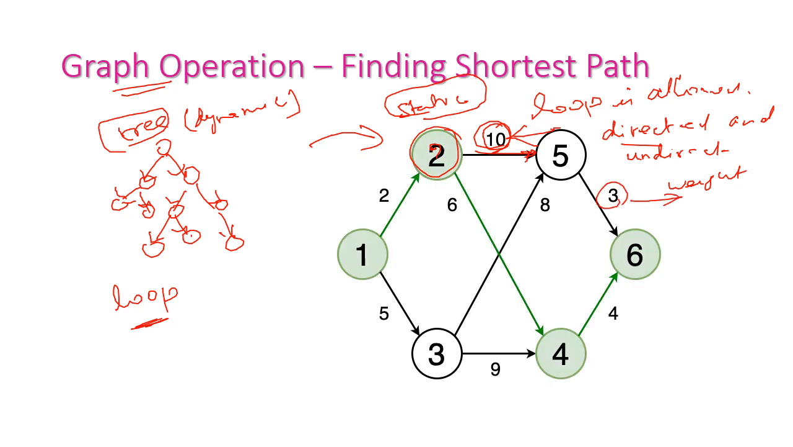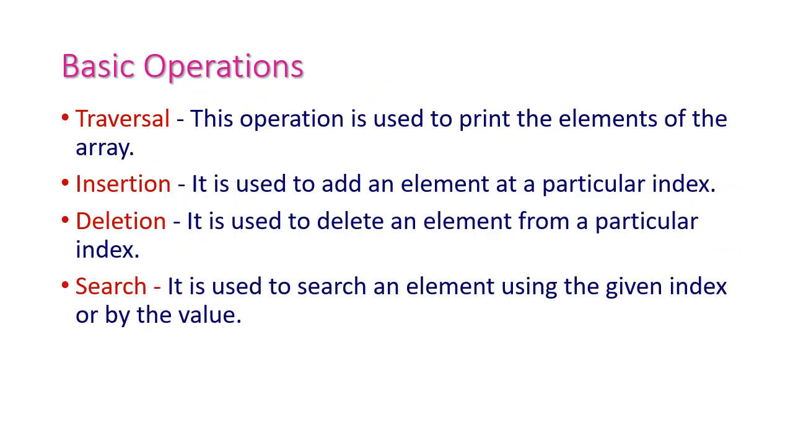This graph operation is used to find the shortest path from the start node to the goal node. So in this way we can find the shortest path. And all the other graph operations we will see in our forthcoming classes.